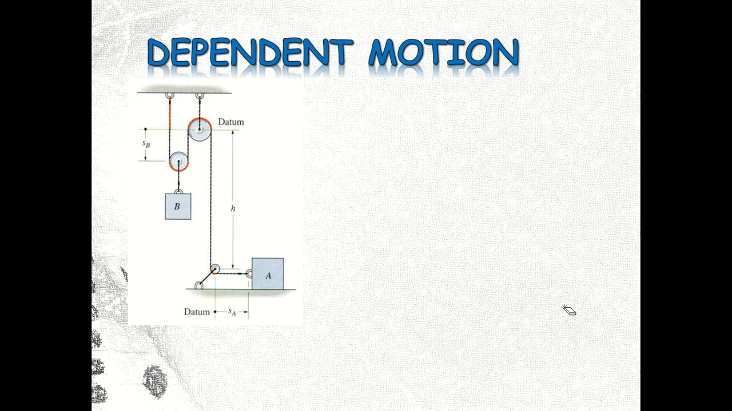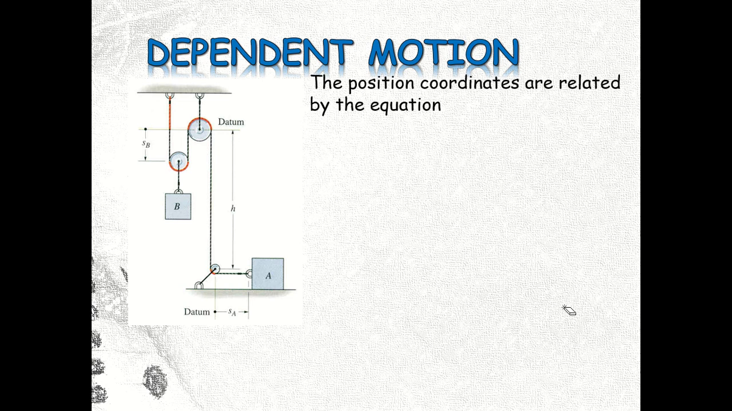From this illustration, I just redrew it and transferred it on the left side of the slide so we can explain it further on the right side. The position coordinates, SB and SA, are related by the equation 2 SB plus H plus SA equals L, where L is the total length of the chord.